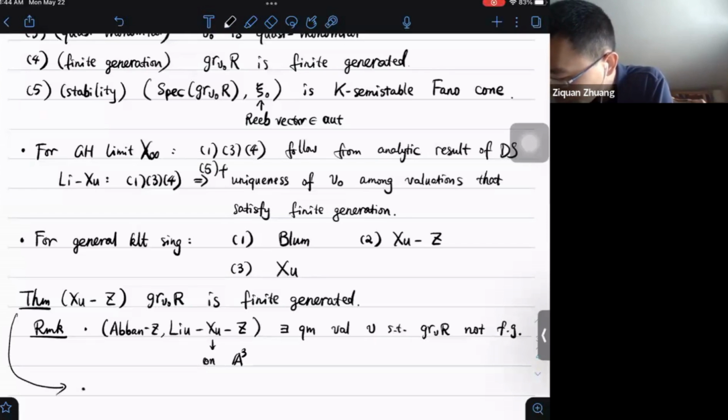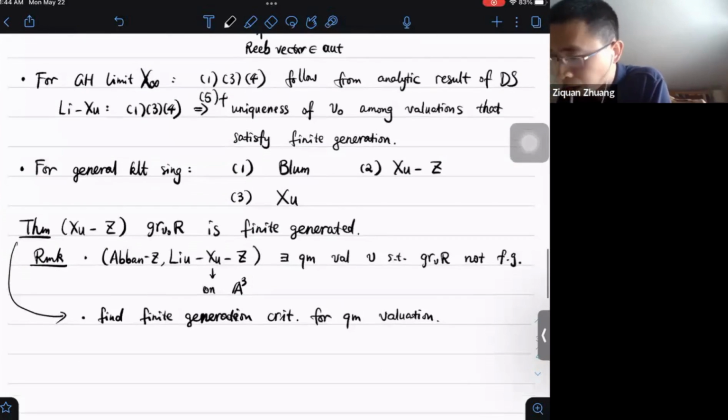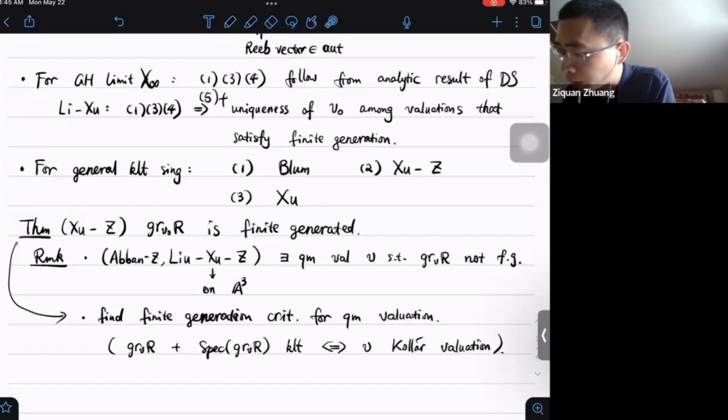And then in this theorem, basically we find a finite generation criterion for quasi-monomial valuations. I don't have the time to define what I really mean, but basically, two things are equivalent. Having a finitely generated graded algebra plus the KLT property of this spectrum is equivalent to saying that this valuation is a so-called Kollár valuation. And then for the minimizing valuation of the normalized volume, we can show it's a Kollár valuation. So I'll just stop here.